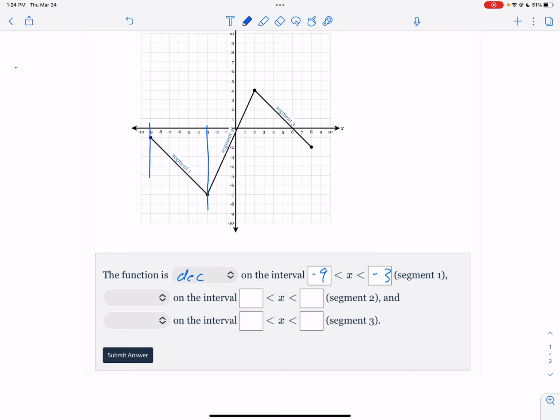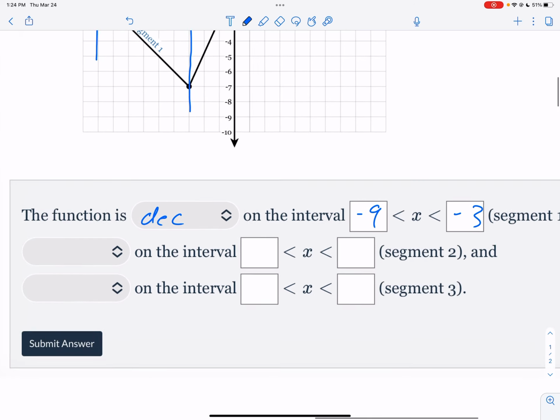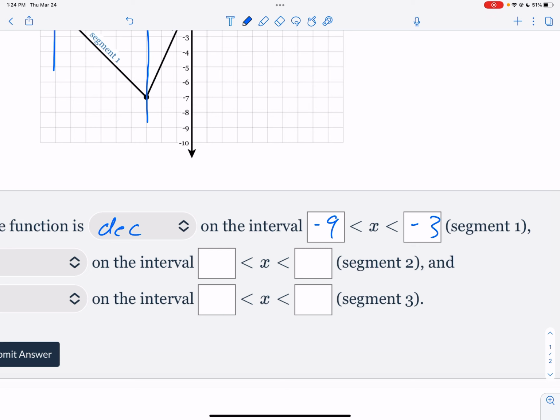All of your x values, remember with your graphs, when it's continuous like this, it's an infinite number of points, all with x and y values. So when it's continuous, all of the x values in between are represented. There's an infinite number of those. So we don't want to just write whole numbers. That's why we have to use this interval. It says all of the x's from -9 to -3.